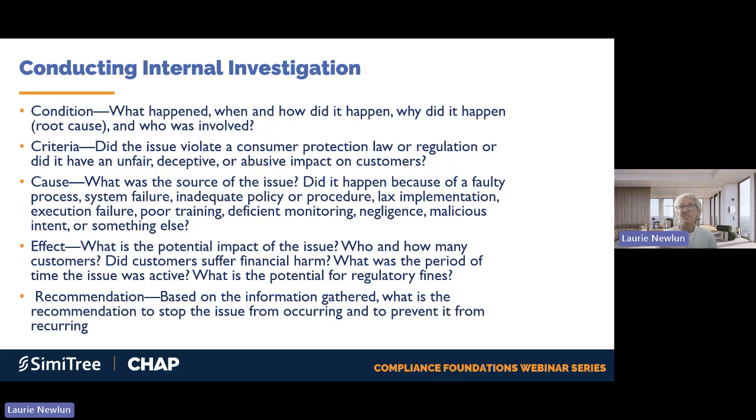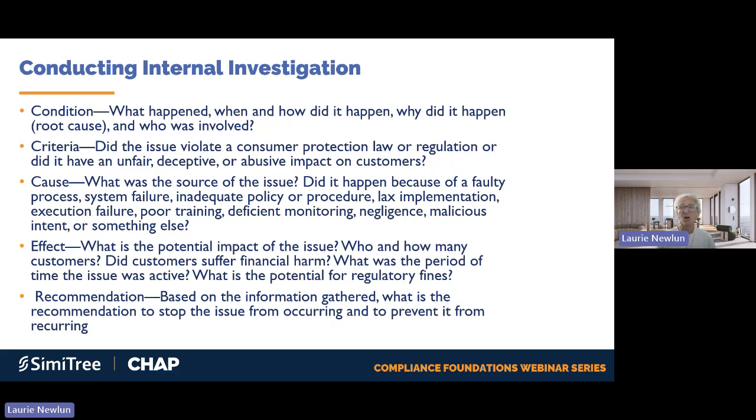Was there a potential impact of this issue? Who and how many customers or employees were involved? Did the customers or patients suffer financial harm, or were there patient care issues related to this? Do we need to know what all the effect was across our entire organization? What was the period of time this issue was active?